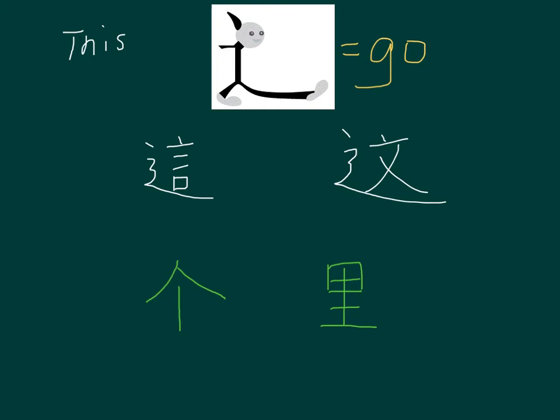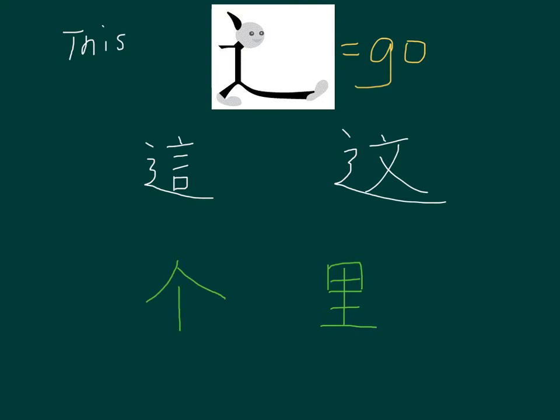Our focus today is to learn how to recognize the characters. Let's start with this, 这. In traditional and simplified, both contain the radical 辶, which means go. It looks like someone's traveling, that's why it means go.